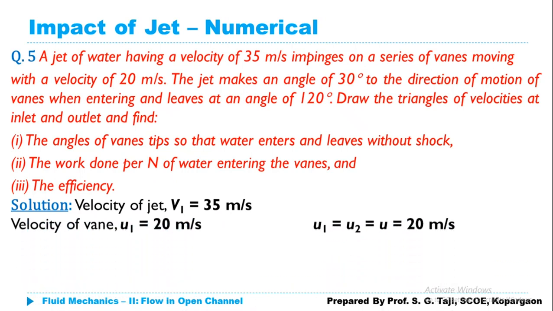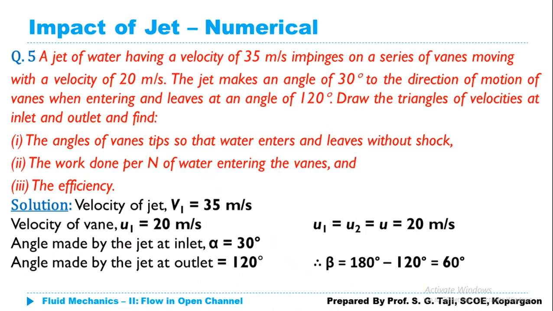Now they have also given that the jet makes an angle 30 degree, that means they have given alpha, with the direction of motion of the vane when entering, that is the inlet angle of the jet, and leaves at an angle 120 degree. So the jet is leaving at an angle 120 degree at the outlet. It is the angle made by the absolute velocity of jet at the outlet, that is, they have given the angle made by the velocity V2 with the direction of motion of the vane, so with respect to the horizontal. They have given angle of deflection 120 degree at the outlet, so we can simply calculate beta here, 180 degree minus 120 degree, which comes out as 60 degree.